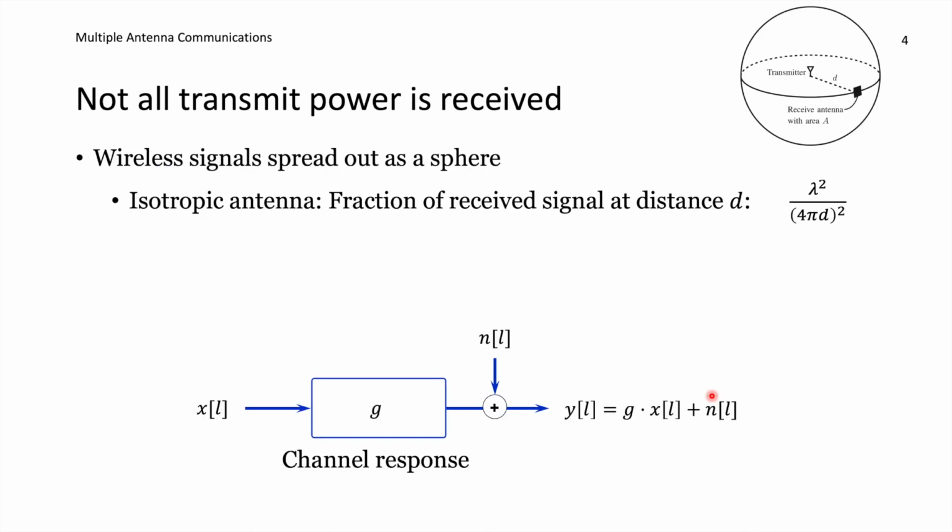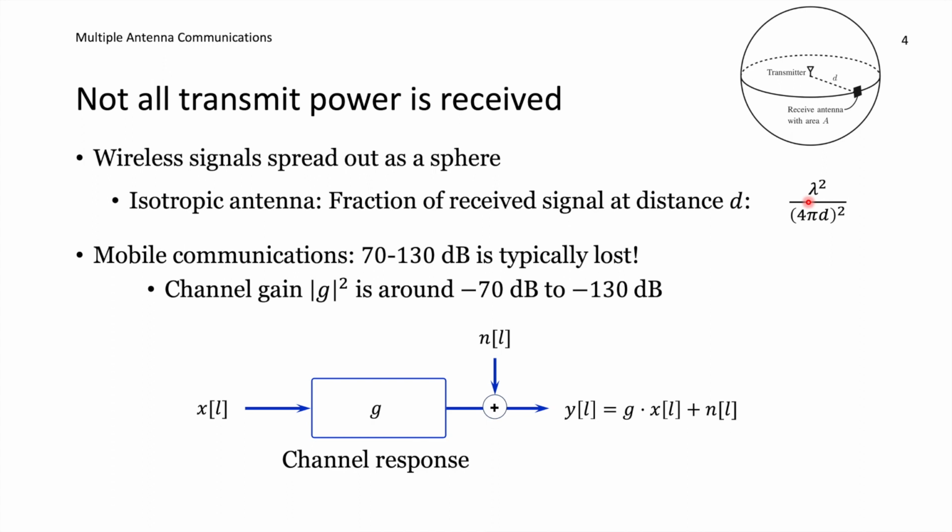In wireless communication, the transmitted power is diffusing when it leaves the transmit antenna, and that means that not all transmit power is being received. If you have an isotropic antenna that spreads out the signal energy equally in all directions, then at a distance d, if you have an isotropic receive antenna as well, this is the fraction that you are receiving at distance d and when you have a wavelength lambda. And typically, in wireless communications for mobile applications, so you have like 50 meters up to several kilometers of distances, you're losing say 70 or up to 130 or 140 decibels.